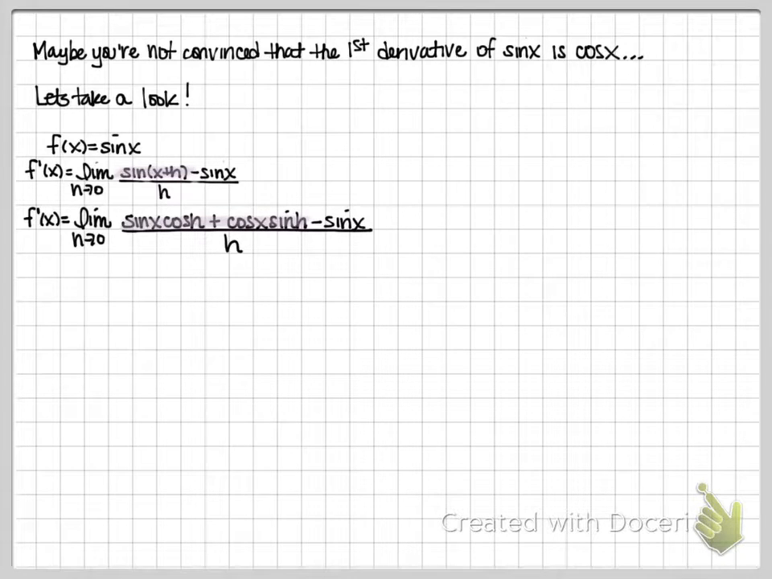So what I would like to do is pull a couple of these together because they have something in common. So if I actually take a look at this sine x cosine h plus cosine x sine h minus sine x, I see a couple of things that I could actually pull together. So I'm going to go back and look here. At this piece here, I have a sine x. And in this piece here, I also have a sine x. Notice the other piece I didn't box doesn't, so it's not like I could take a sine x out there.